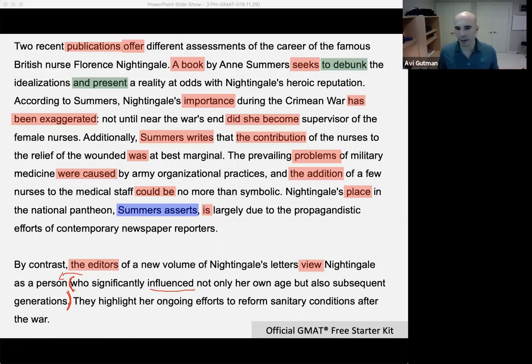Since we're talking about verbal reasoning today, before we go to the very last sentence, I want to highlight something for you. We've got this kind of idiomatic expression here, not only X, but also Y. And not only her own age, but also subsequent generations. What do you think the author's emphasis is when using this kind of idiom? Is the emphasis on the first part, her own age, or is the emphasis on the second part, the subsequent generations? First part or second part? What do you think?